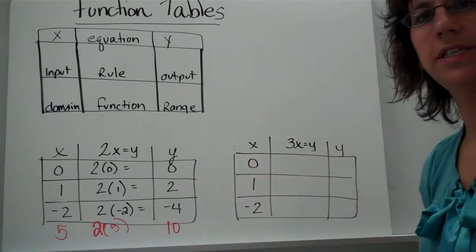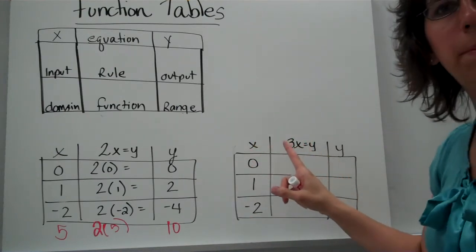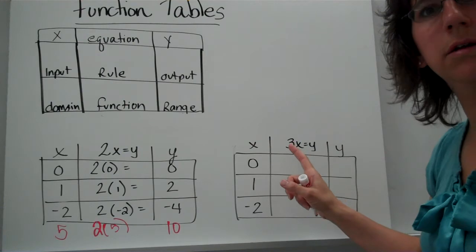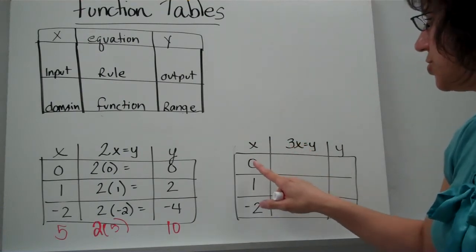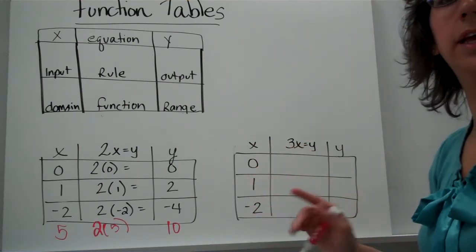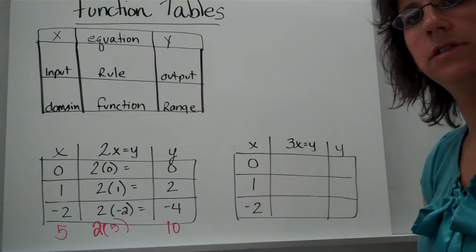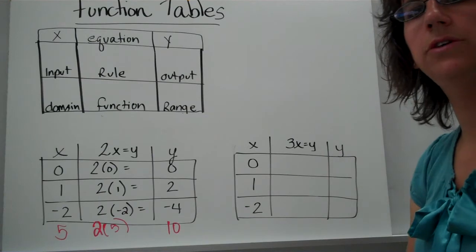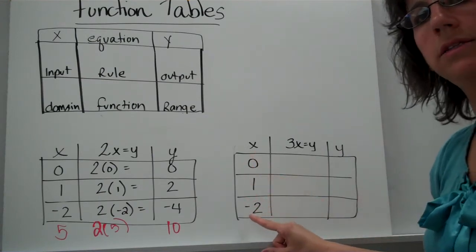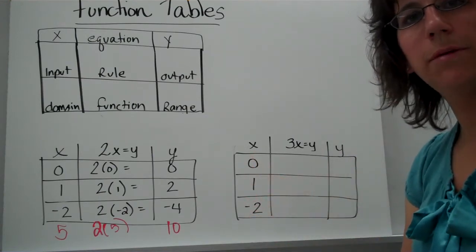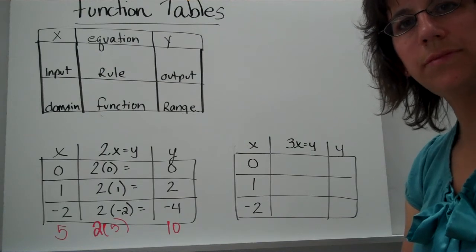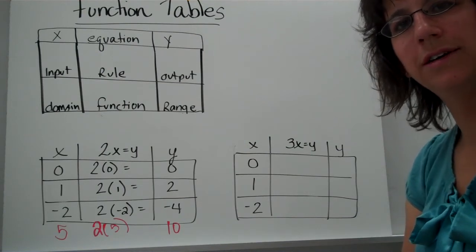Here's yet another function table. Again, we have our rule or a pattern in the middle. It's a different pattern because it's a different function table. So our input values are 0, 1, and negative 2. I want you to practice. Go ahead and put your input values into the equation and see what your output values come out to be. Here are the domains. Figure out the ranges. Go ahead and pause the video and do that on your own, and then we'll check your work when you're done.